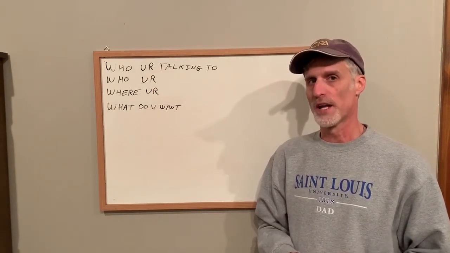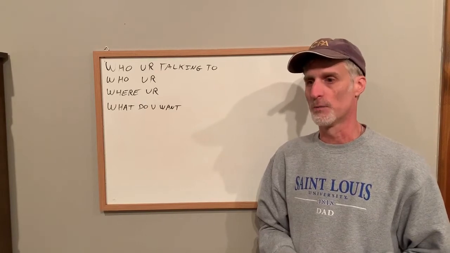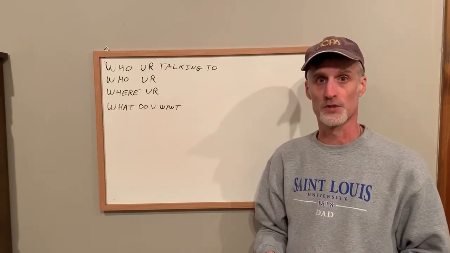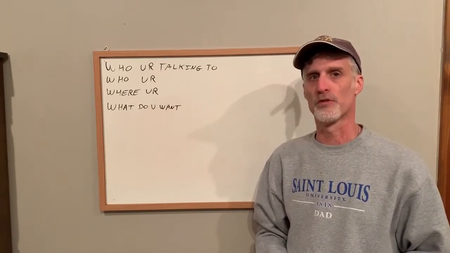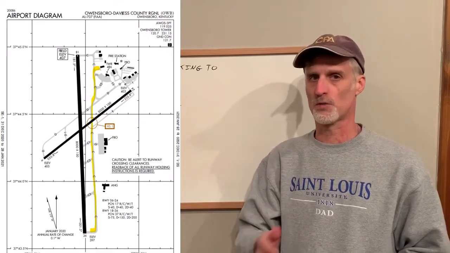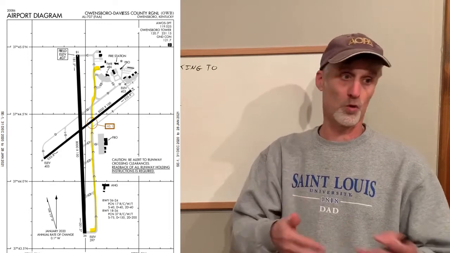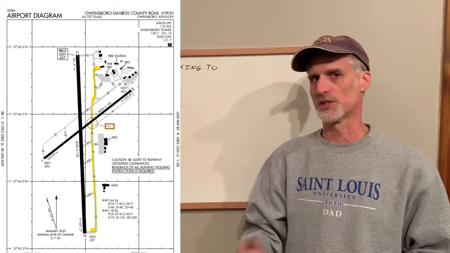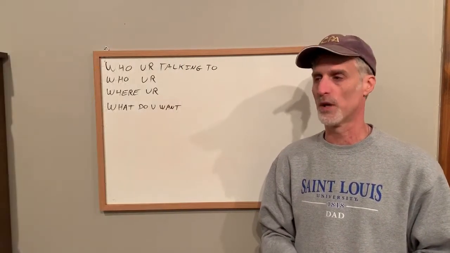Ground will, at a Class D airport, probably just respond back with your taxi instructions. Cessna 12345, taxi to runway 36 via Charlie, cross runway 6, or hold short of runway 6. They have to explicitly clear you across each and every runway.